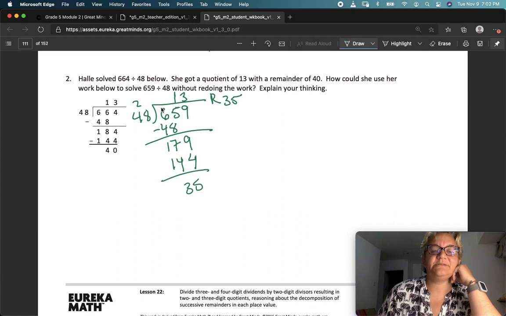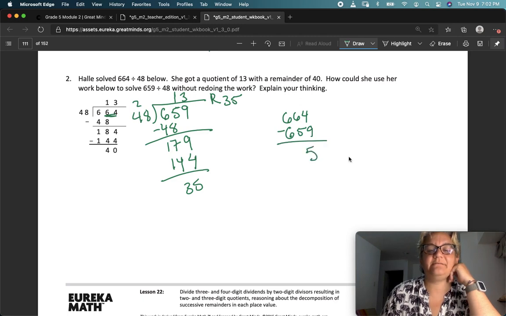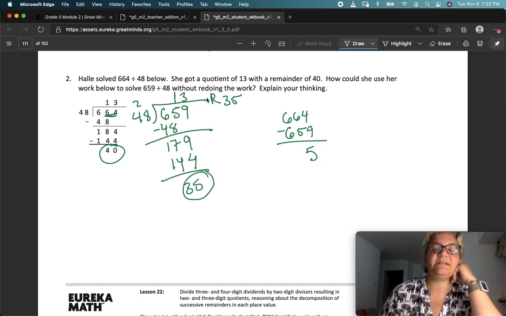Well, look at that. Here's what we could have done, right? Let's see. The difference between 664 and 659 is 5, right? Well, the difference between the remainder of 40 and the remainder of 35 is also 5. So in fact, we didn't have to do all this work. We could have just dropped the remainder by 5 and we wouldn't have had to redo it all, okay?